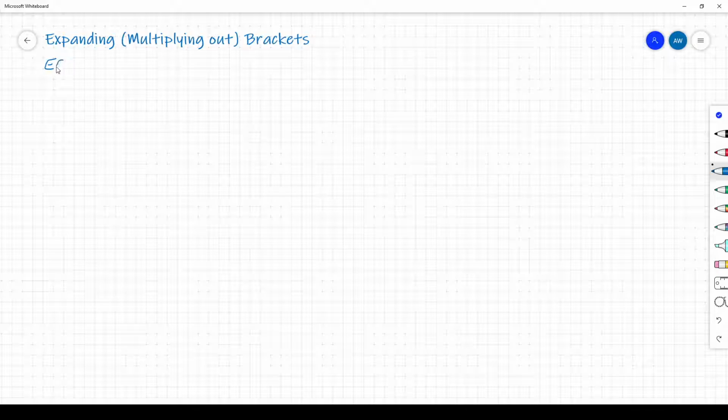So if we look at example 1, I want you to remember BIDMAS, or some of you may have learnt it as BODMAS. BIDMAS stands for brackets, indices, divide, multiply, add, subtract, and that is the order of operations that we use in mathematics. So if we're asked to perform a calculation and there are brackets within the calculation and something inside the brackets, we should work that out first.